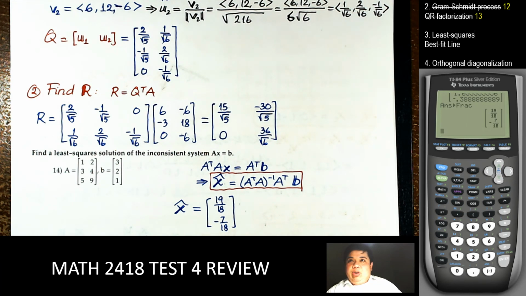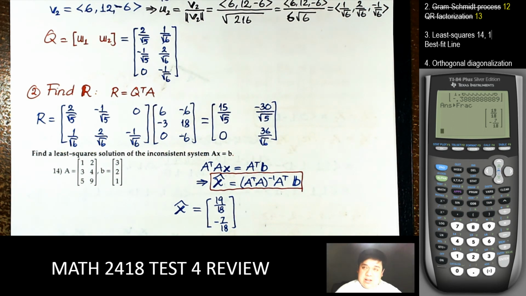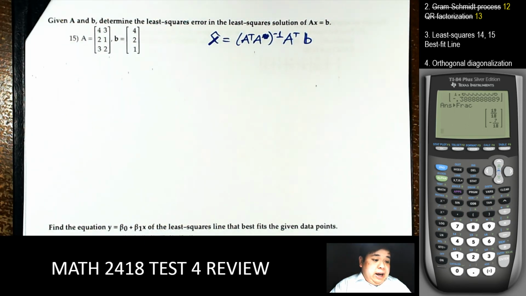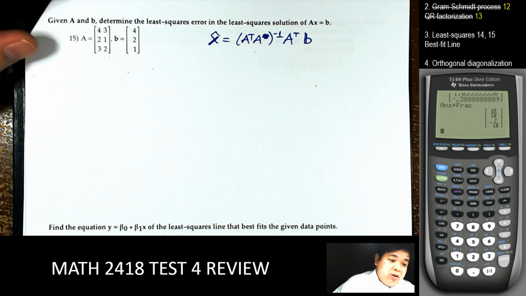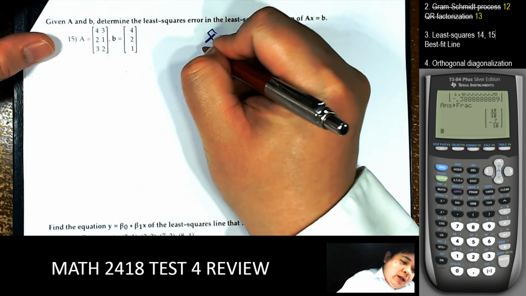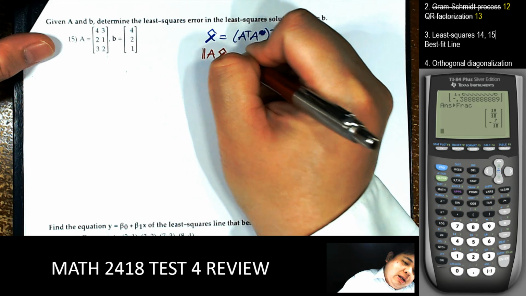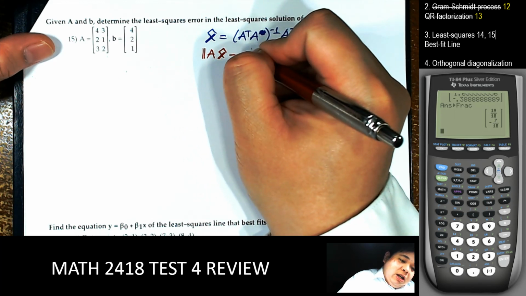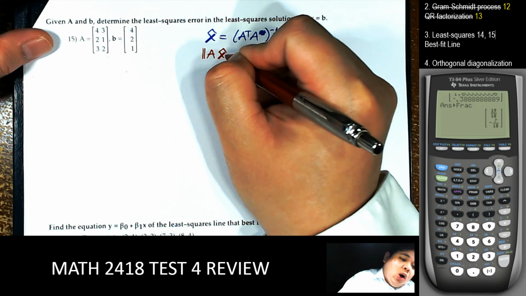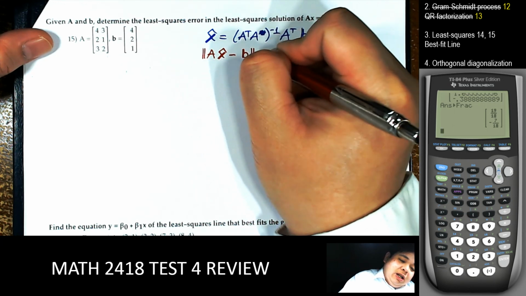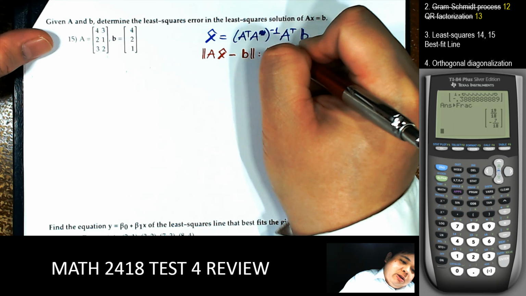Update the list. Now we go to number 14 and 15. First we do that, and after that the least square error is going to be A x hat minus B. How close is A x to B? This is the least square error.